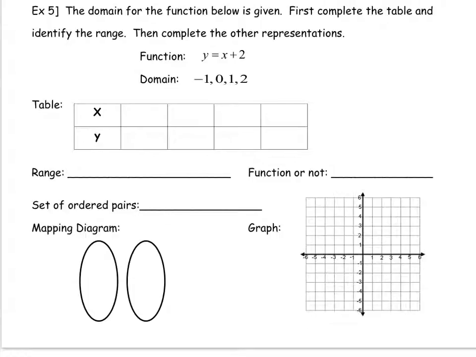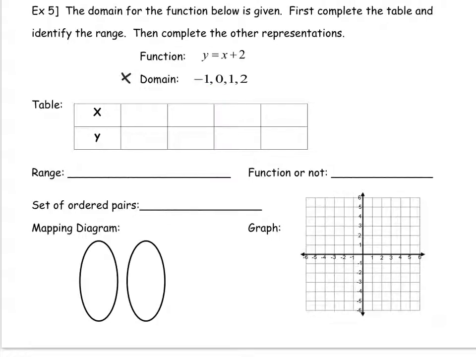Okay, so here we have example 5. You're going to need to write this down. It says the domain for the function is given below. First, complete the table and identify the range. Then complete the other representations. So here's my function, y equals x plus 2. So my domain, remember, that's going to be your x values.